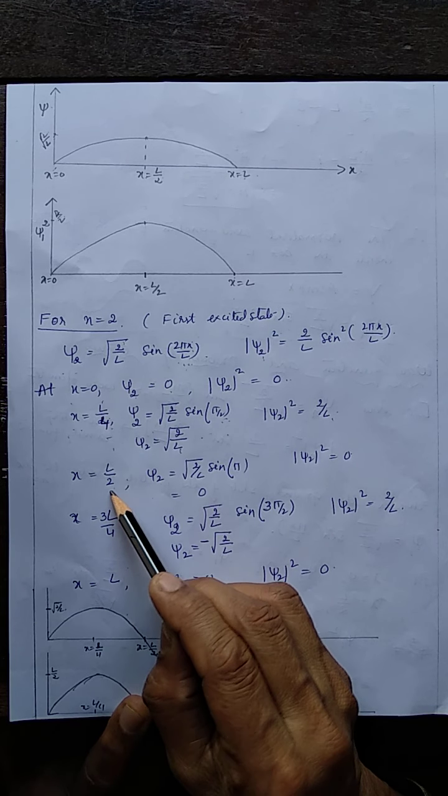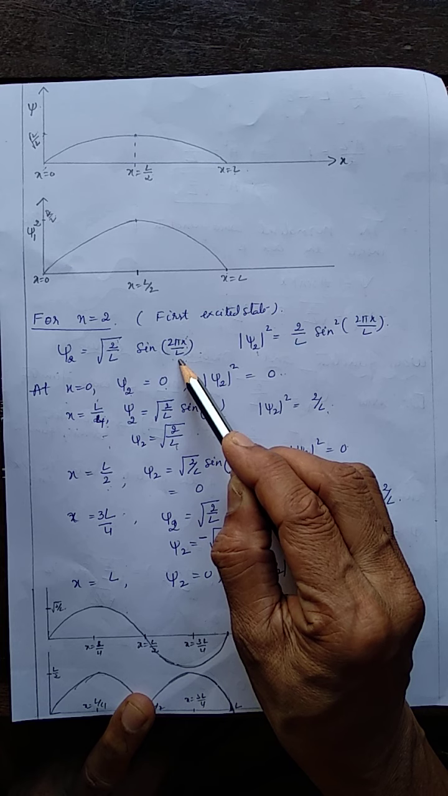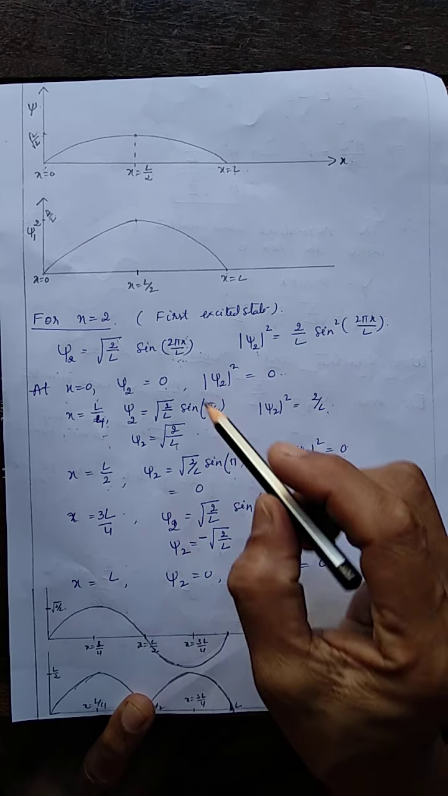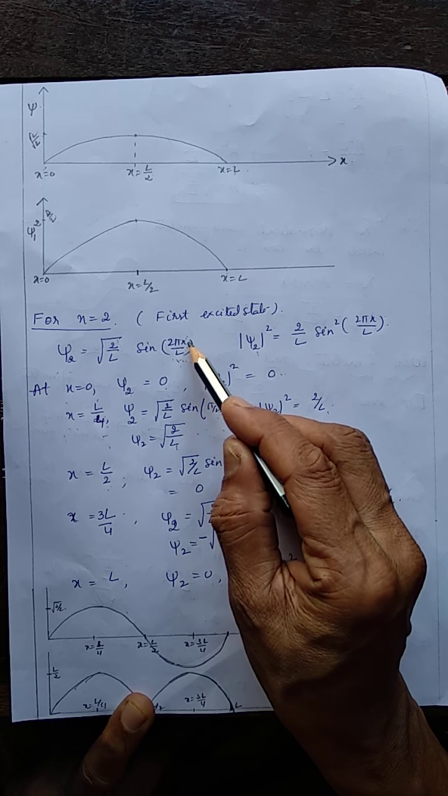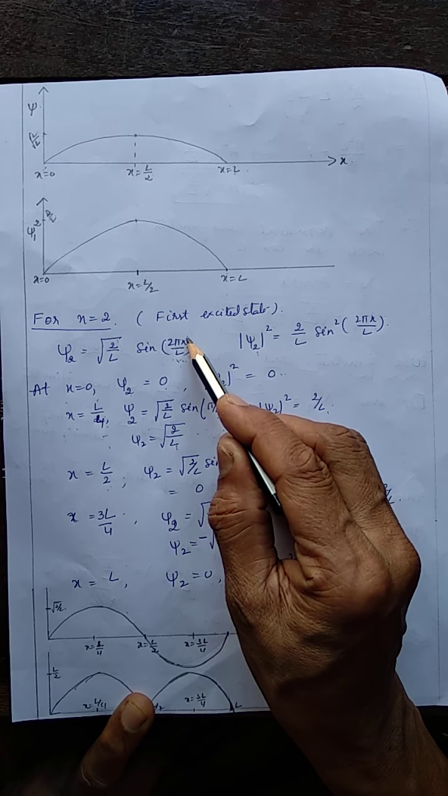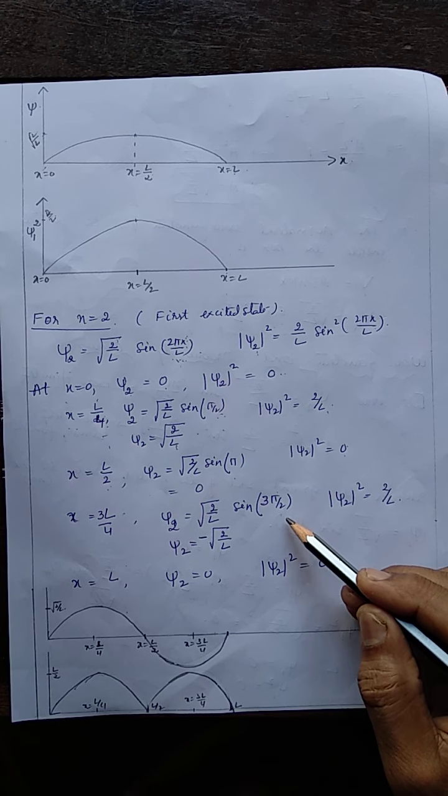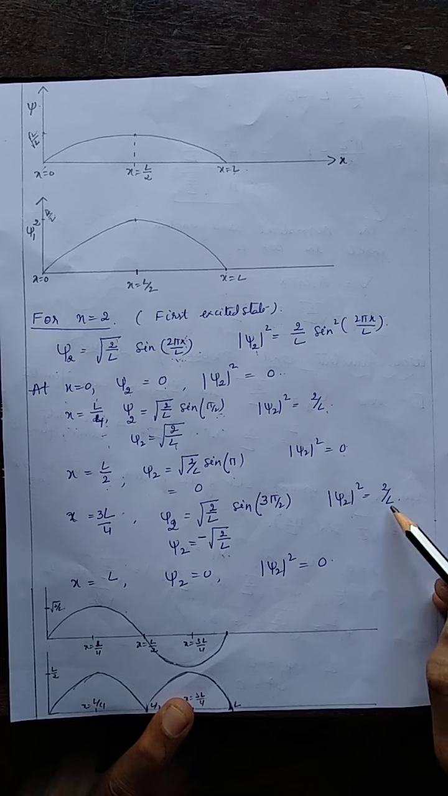Now x equal to L by 2, the midpoint. x equals L by 2, what do you get? Sin pi, that is 0. So psi 2 square is 0. x equals 3L by 4, what do you get? Sin, x is 3L by 4 means you get 3 pi by 2. So it is minus, minus root 2 by L. Then psi 2 square is 2 by L.